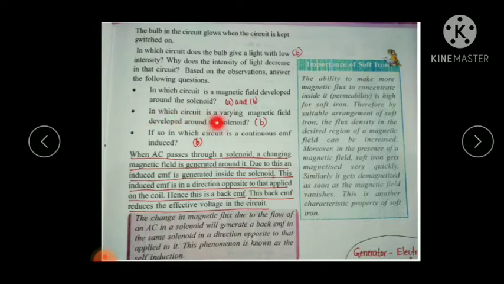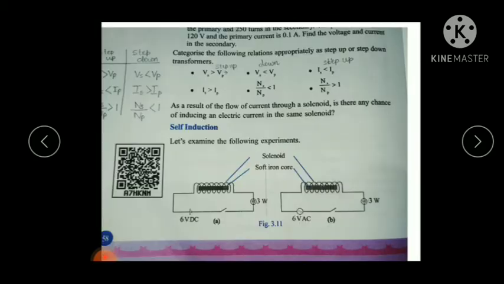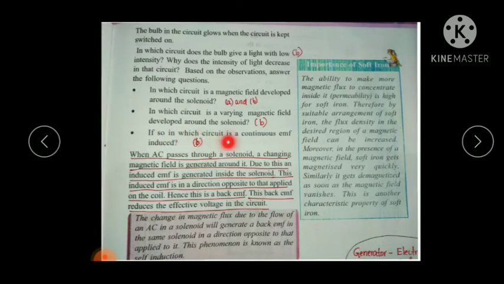So in which circuit is a varying magnetic field developed around the solenoid? In figure B. If so, in which circuit is a continuous EMF induced? In this case, the magnetic flux linked with the coil changes continuously. Whenever there is a change in magnetic flux linked with the coil, there will be an EMF. So in this circuit, there will be a continuous induced EMF. In which circuit is a continuous EMF induced? In circuit B.